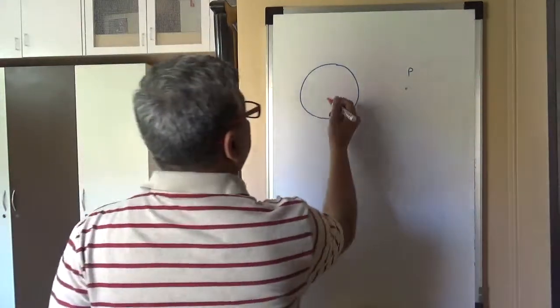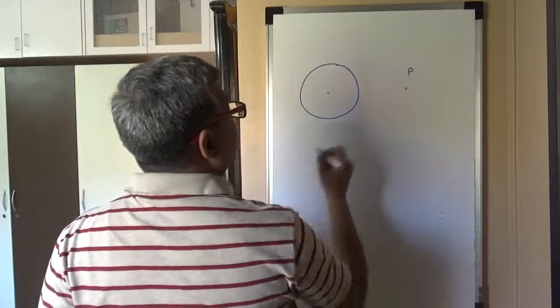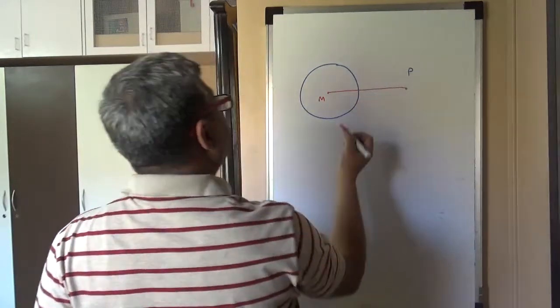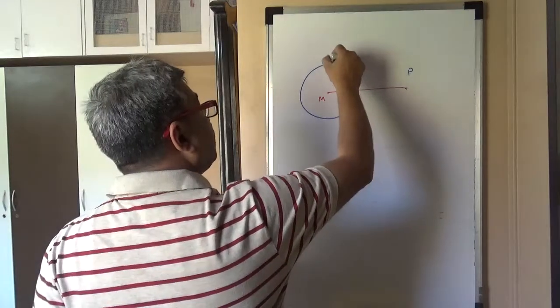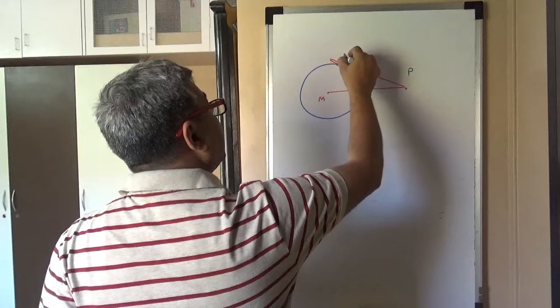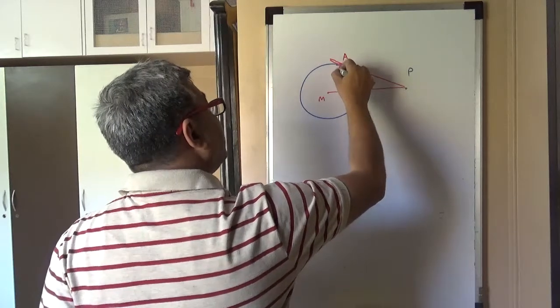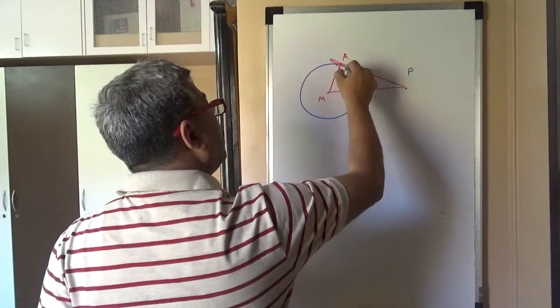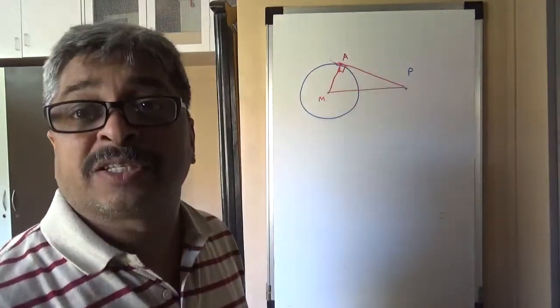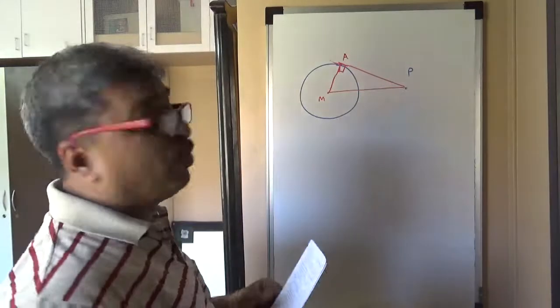We have a circle, so we have a center. Let the center be M, join MP. And then we know that if we are successful in drawing the tangent, then it will be tangent to the circle, perpendicular to the radius segment at this point. So suppose we complete this construction, then the figure would look like this.